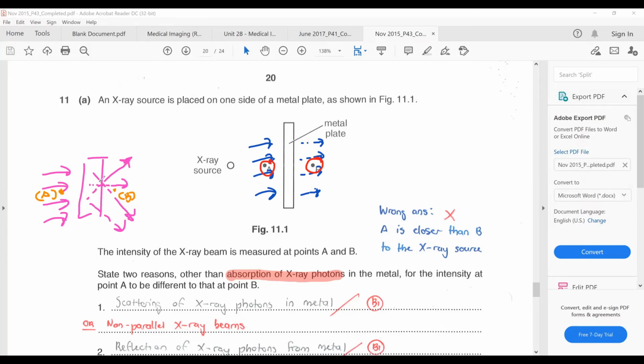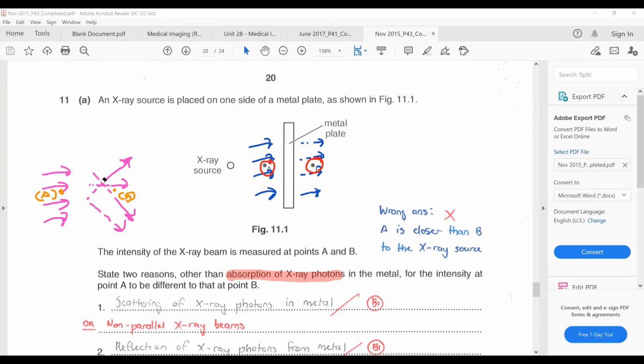Because the X-ray photons or the X-ray beams, some of them actually went elsewhere as a result of scattering of your X-ray photons. Okay, and probably an easy way to look at it is something like this. If I have a parallel beam of X-rays and then I suddenly say that some of them went sideways or were deflected in some other direction, you won't expect the intensity here to be the same anymore.